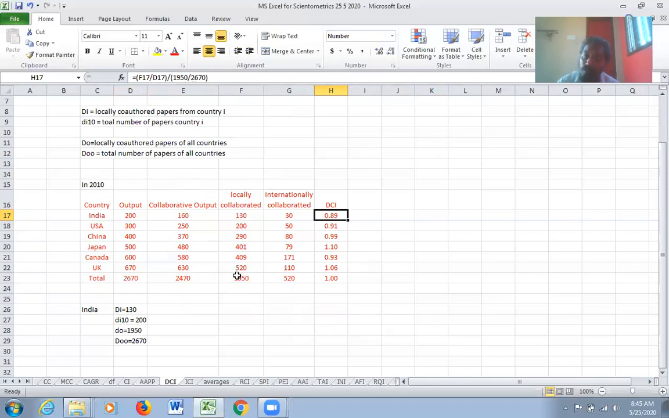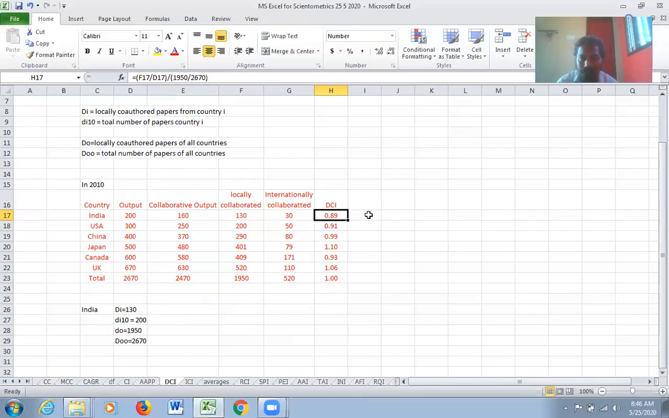Total number of locally collaborated authors and contributions of the entire world. You take all the countries, totally 1950 papers are created out of local collaborations. So 1950 divided by 2670, the total output of all the countries taken together. So what is our DCI? 0.89.